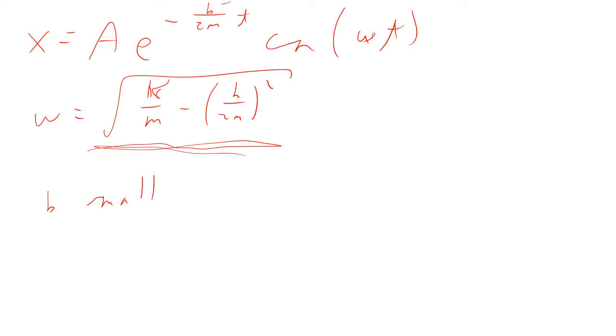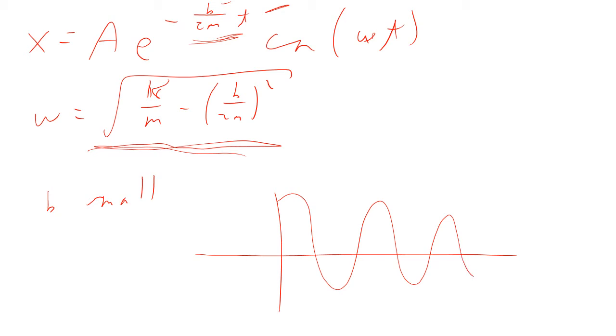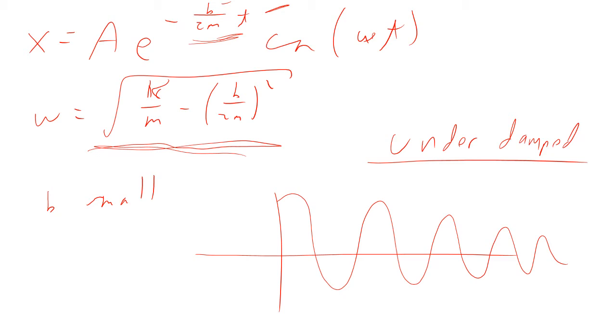And if b is small, t has to be big in order for this exponential to start dropping. So you would look at that and it would look like a cosine that's just gradually getting smaller. We call that underdamped. This would be an oscillation that's gradually getting smaller. It'd be like saloon doors: you walk through and they swing back and forth, and they gradually swing less and less. This would be like an ordinary pendulum. You pull it off the side, it swings back and forth, but eventually air resistance slows it down. So this would be an underdamped situation.